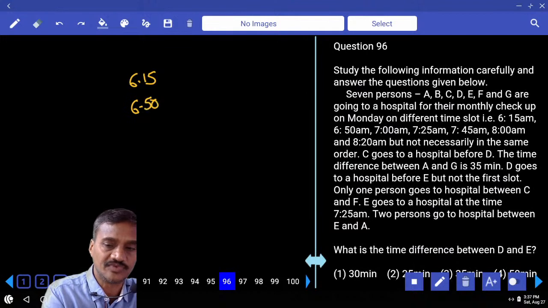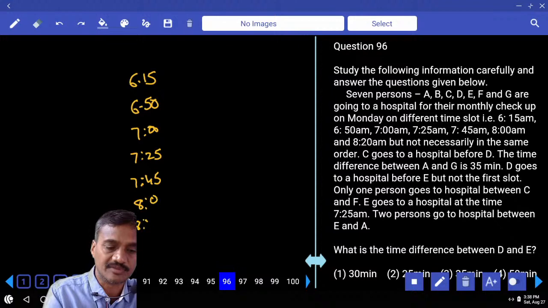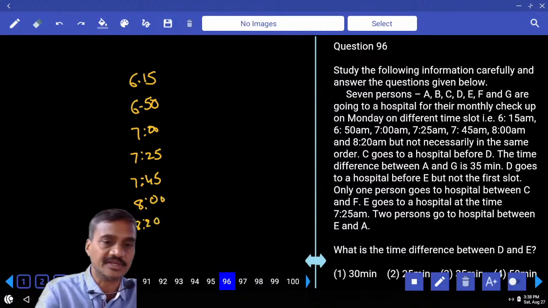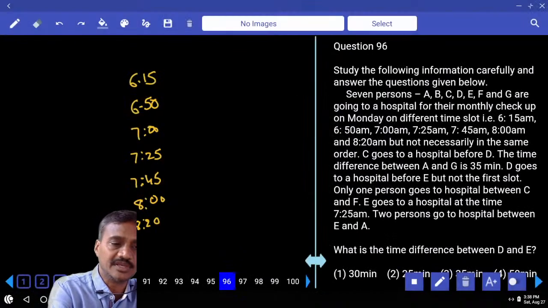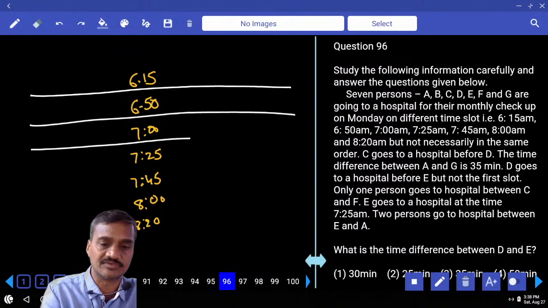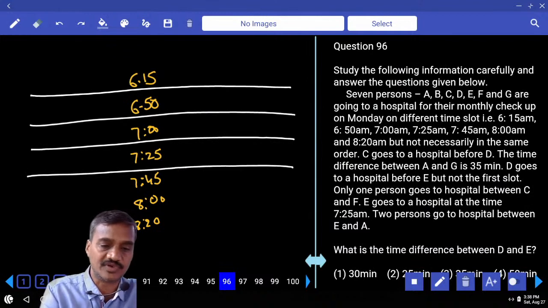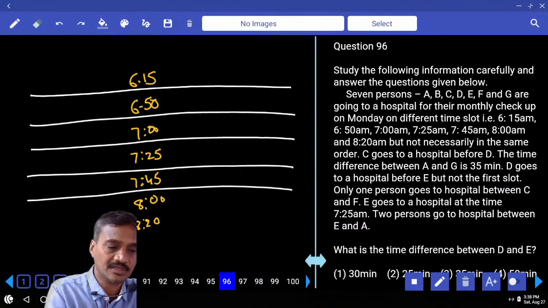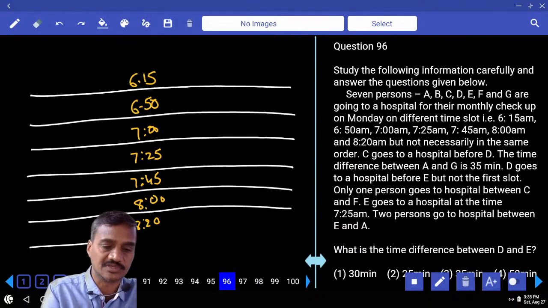6:15, 6:50, 7 o'clock and next 7:25, 7:45, 8 o'clock, and 8:20. This is the information we have. Then out of it: 6:15, 6:50, 7, 7:25, 7:45, 8 and 8:20. This is the information given.